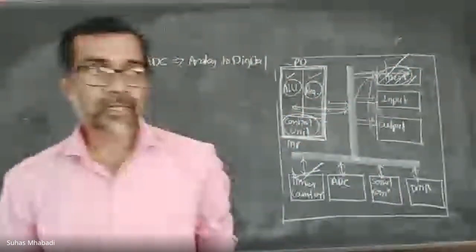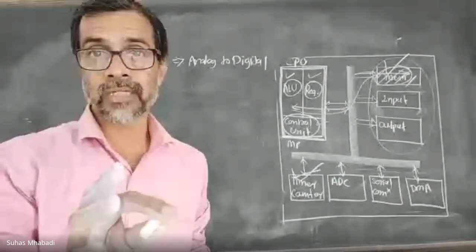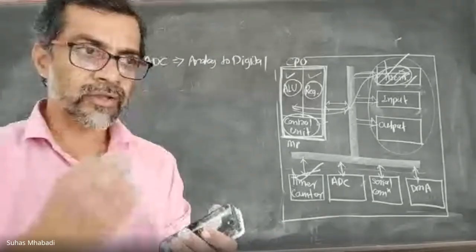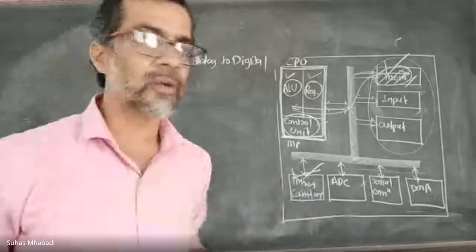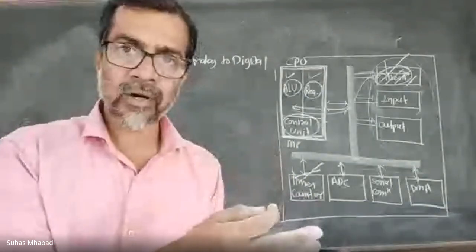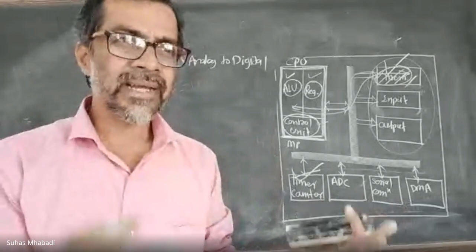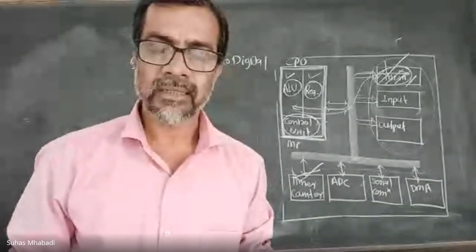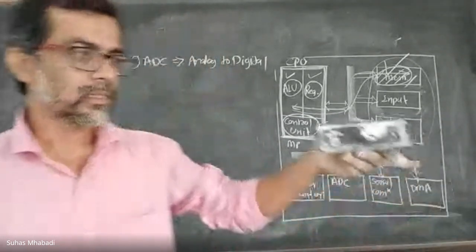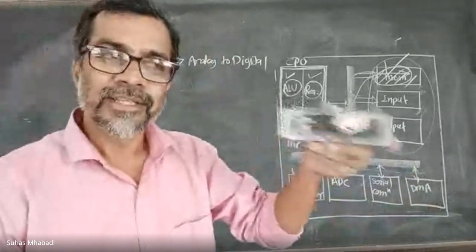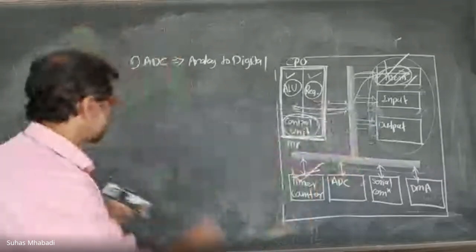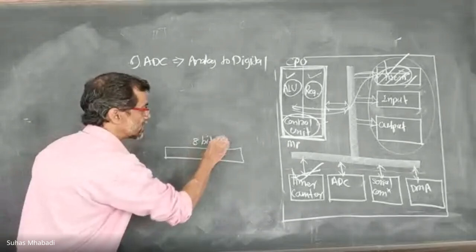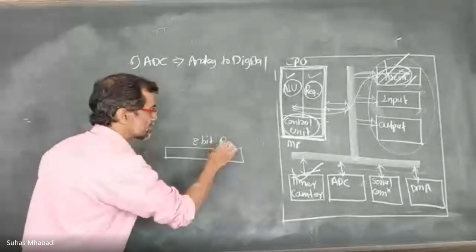Now in a controller, I'm not saying an ADC is always built in, not necessarily. The ADC converts the analog signal to a discrete signal, in 1010 format. It may be inside or it may not be inside, but normally 80-90% of controllers have an ADC. So what is it? It is again a register, like this. It is again an 8-bit register, but not necessarily.